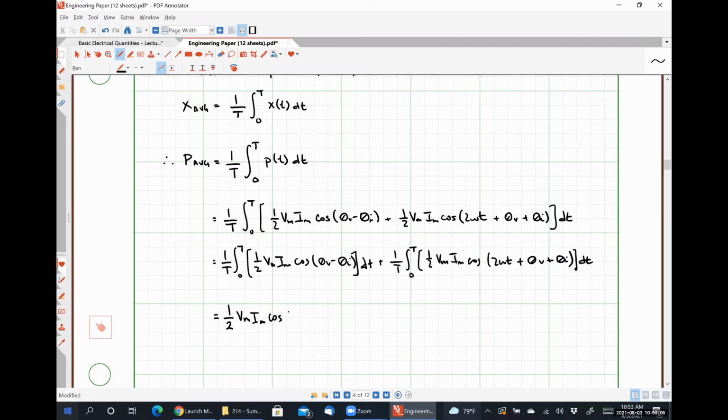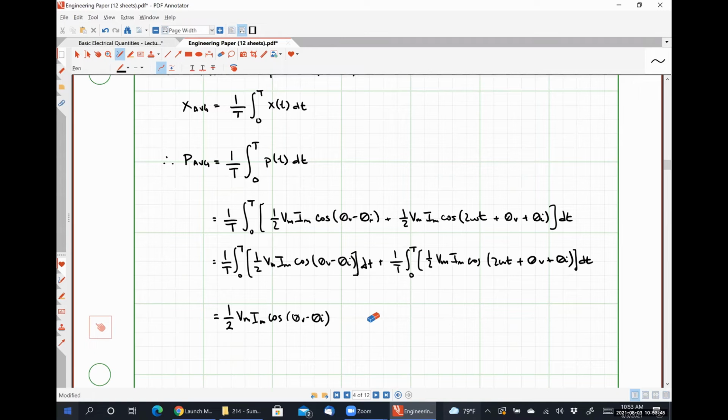Right, so we'd have 1/2 Vm Im cosine theta v minus theta I times 1 over T integral from 0 to T of dt, where this guy right here is just 1, which is what you were saying. Because 1 over T multiplied by capital T just gives us 1. So I can throw away all this part right here.